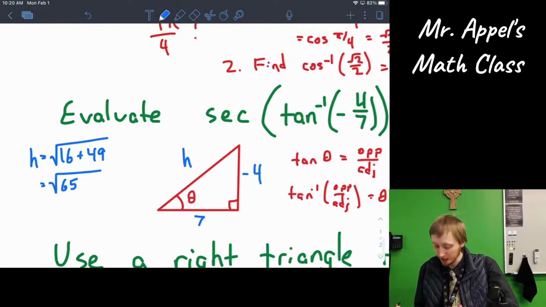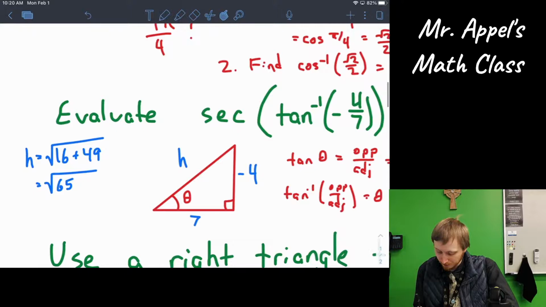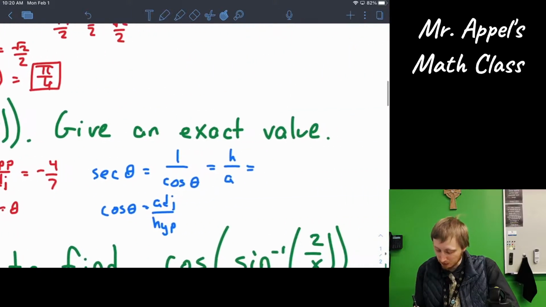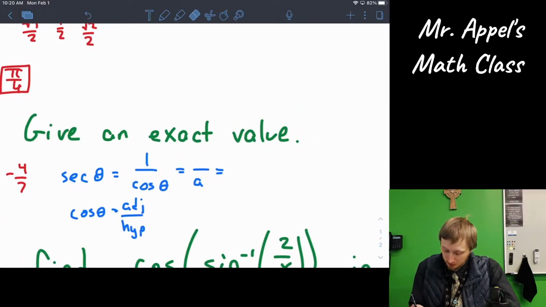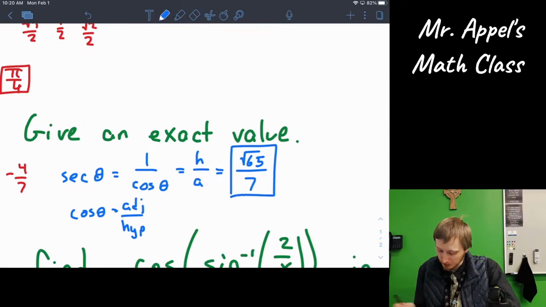Leave it in exact form, right? It said exact form, leave it as exact form. H squared is 65. All right, so it wasn't 1. Oh, no, sorry, leave that as H. Square root of 65 over 7. There we go. That's better.